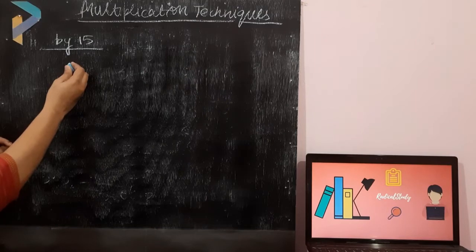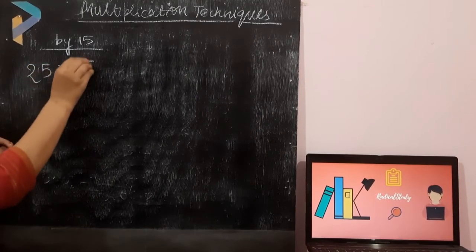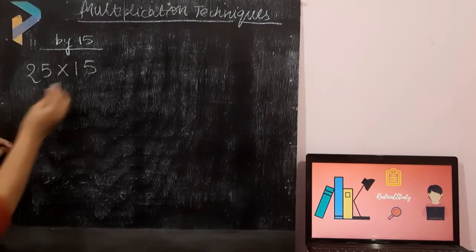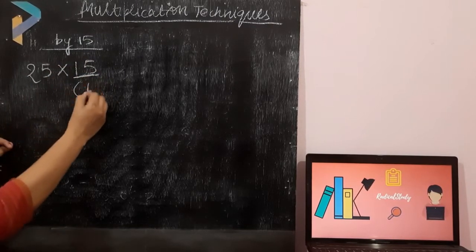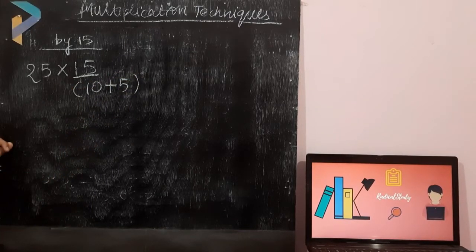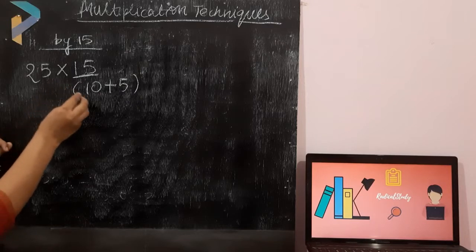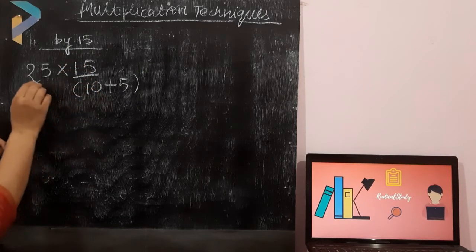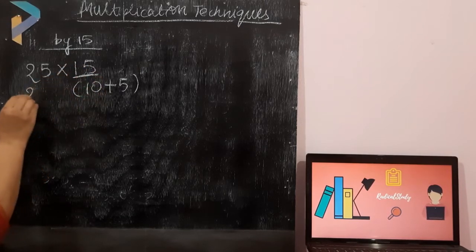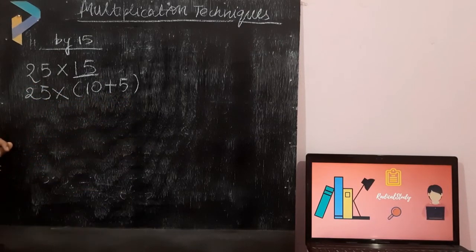For example, we have to multiply a number like 25 by 15. Then how will you multiply? This 15 can be written like this, 10 plus 5, because 10 plus 5 is also 15. We have to split 15 and multiply the number separately by each part. So as you can see, I have split 15. Now 25 multiplied by 15 can be written as 25 multiplied by, within brackets, 10 plus 5.